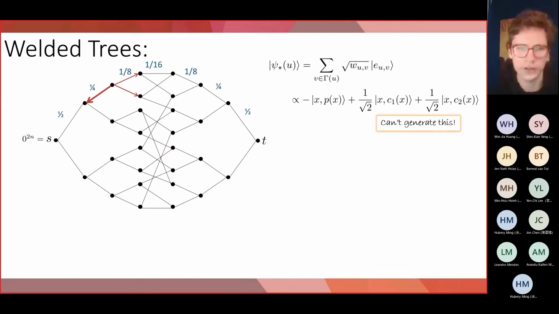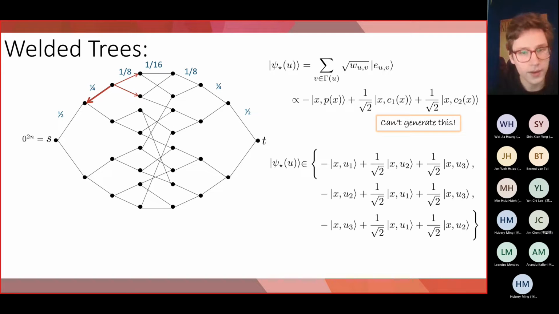Well, let's go back to the welded trees graph and remember that we cannot generate this state because we just don't know what its parent is. So how are we going to solve this? We're going to create a star space, which is just spanned by all three possibilities. So for any vertex u, we're kind of going to list all its neighbors by u1, u2, u3, and we're going to just consider all three possibilities. So either u1 is the parent, or u2 is the parent, or u3 is the parent. And we definitely know that the correct star state is in this set. So we're very happy. We can generate this, and we have found a star space.